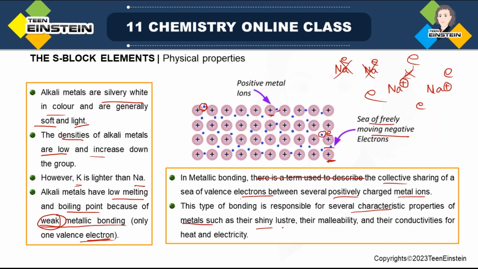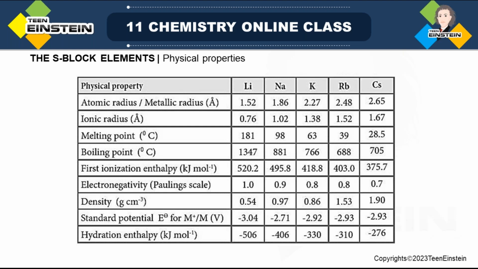This type of bonding is responsible for several characteristic properties of metals. As we see, some metals have a shiny lustre. It is because of this metallic bonding, because electrons are so freely moving. There is the malleability property, there is conductivity for heat and electricity. So why are we observing this type of property? It is because of this particular type of bonding, which is metallic bonding, where you have freely moving electrons. Okay. Now we will actually see the physical properties.